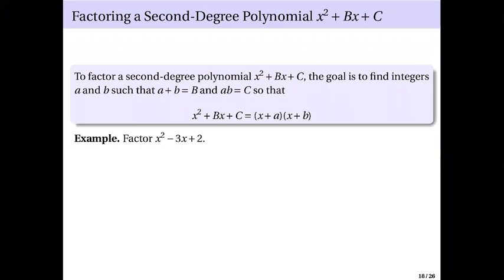Another example here. This will be the last example for this illustration of factoring a second degree polynomial of this type. So we want to factor x squared minus 3x plus 2. And again, I will do the solution off the record.